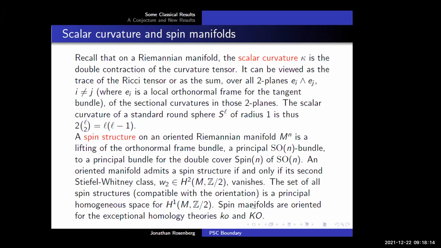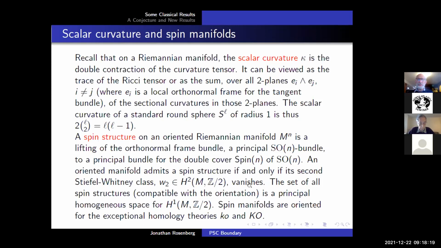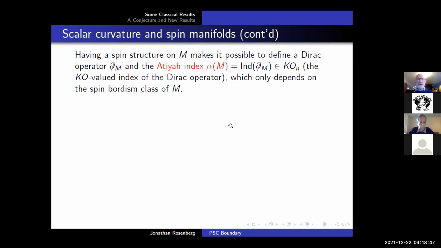And one thing we're going to need later on is that spin manifolds, that is, a manifold together with a spin structure, are oriented for the exceptional homology theories: little ko, which is connective real K-theory, and capital KO, which people in noncommutative geometry are more familiar with. This is ordinary topological K-theory, but over the reals rather than the complexes. When you work over the reals, you get finer information.